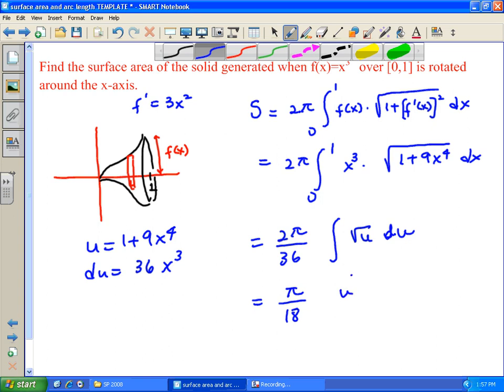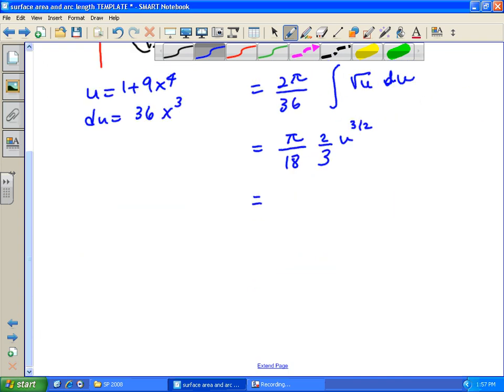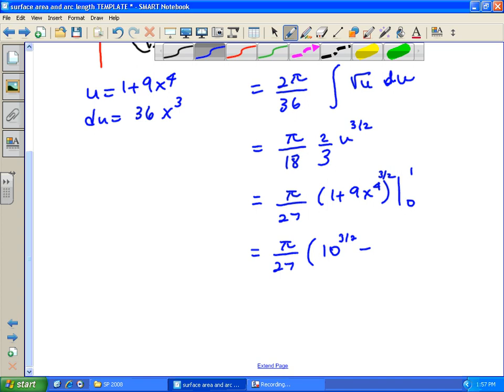And now we integrate u to the 3 halves over 3 halves. And don't forget to bring the u back in terms of x before plugging in the limits. And the limits were 0 to 1, correct? Once again, don't forget to plug in 0 because there's actually something non-zero coming out of that, which is 1. And if you simplify this, as Kevin suggested earlier, the answer turns out to be 3.56.